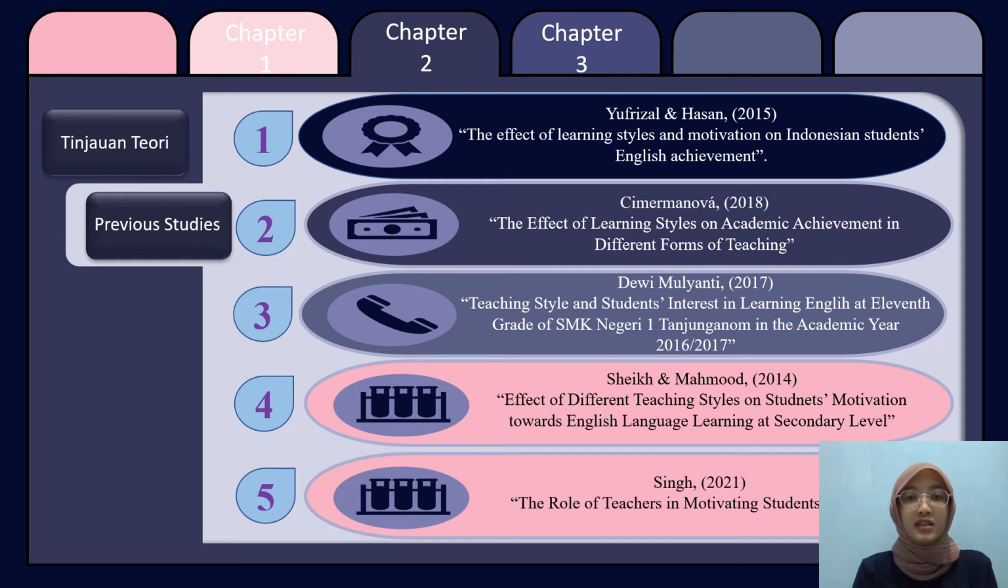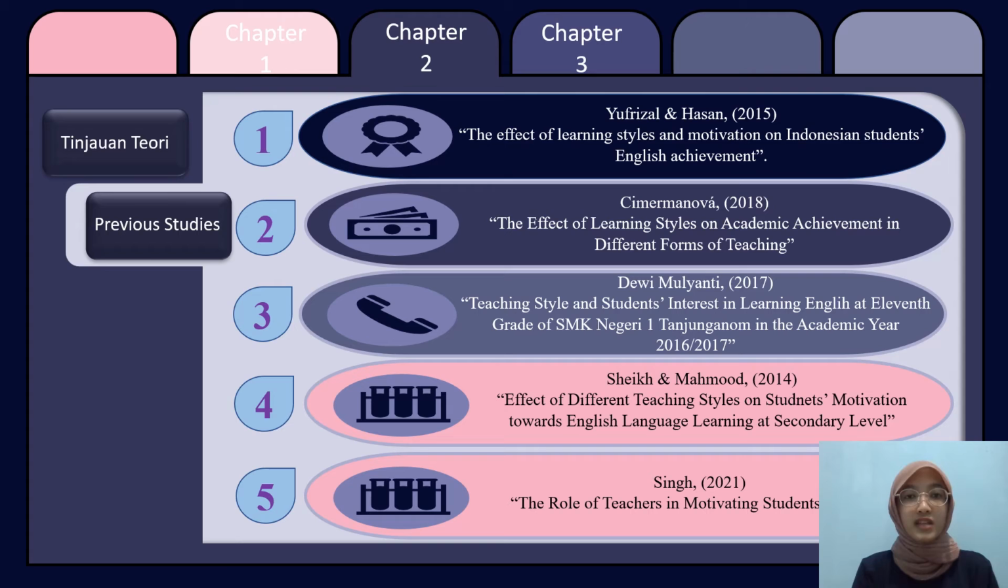And next, according to Zimmermanova 2018, from the journal entitled The Effect of Learning Style on Academic Achievement in Different Forms of Teaching, states that there is an increased interest in learning style as one of the key factors influencing learning generally. The research sample was split into control and experimental groups. The results indicate that the learning style and form of teaching have effect on academic achievement.